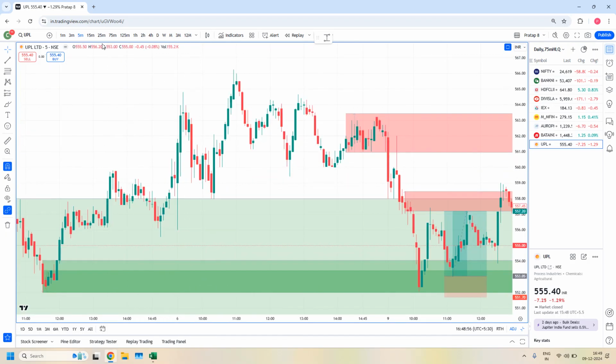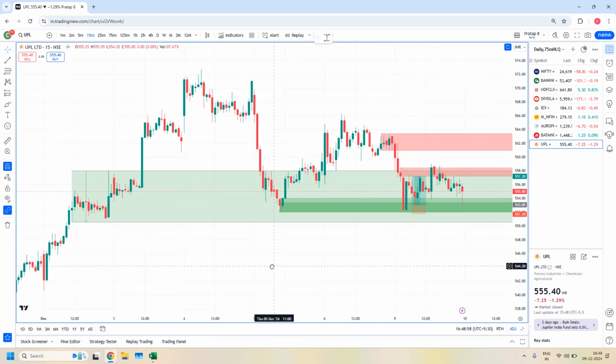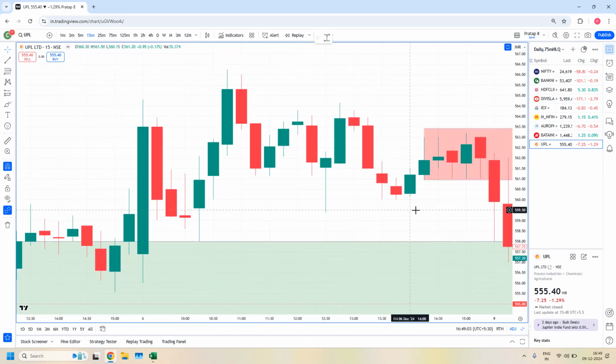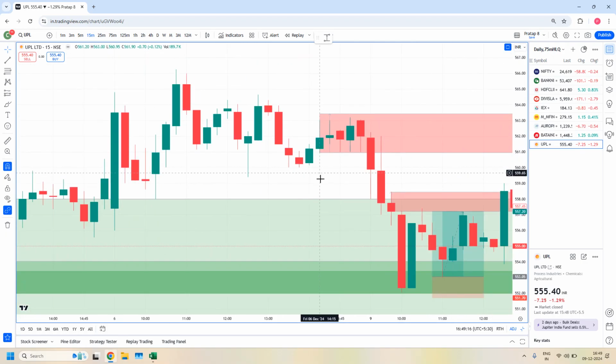What about the target? Target is the 15 minute zone. This was the target. You have a rally, you have 1, 2, 3, 4 base candles and a drop candle. Sorry, this is the rally, 1, 2, 3, 4, 5 base candles and a drop and follow through candles. But what happened? After you took the trade, one more 15 minute zone is created.